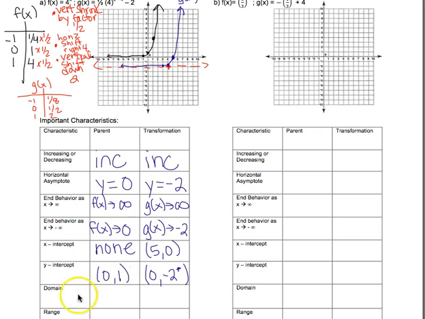Domain on these exponentials, another thing that you can always count on. It's always -infinity to infinity. So those should be freebie points. You just fill them in. It's always -infinity to infinity.